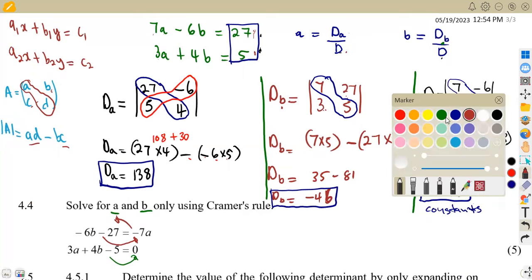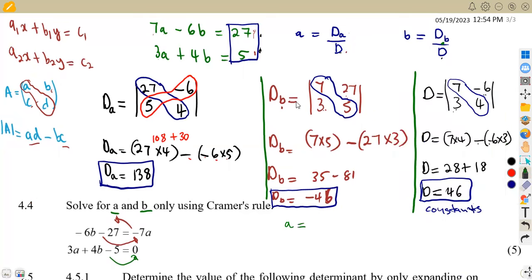So it follows that our A is going to be equal to the determinant of A over the determinant of constants. The determinant with respect to A is 138. So we have 138 over the determinant of constants, which is 46. This gives us the value of A. If we divide properly, A is going to be equal to 3.